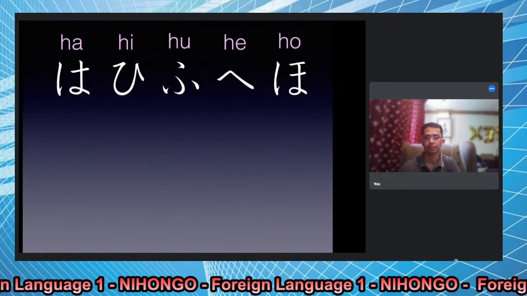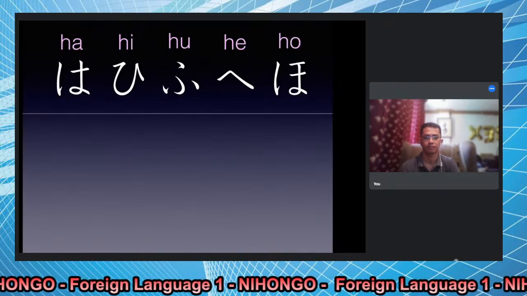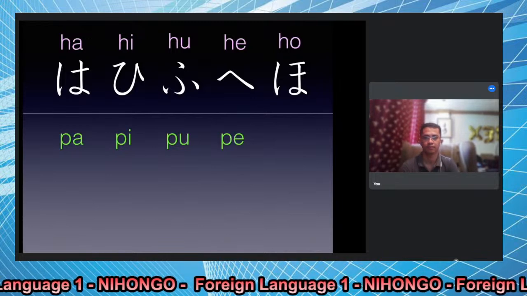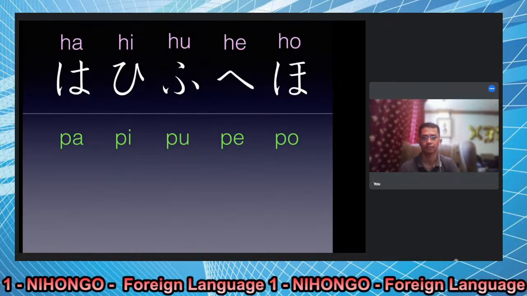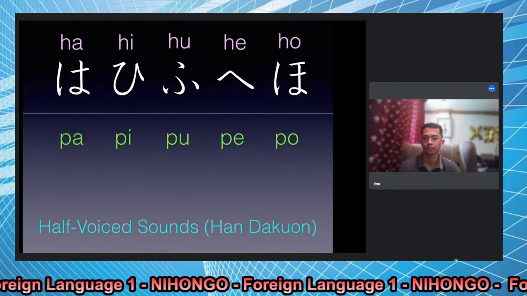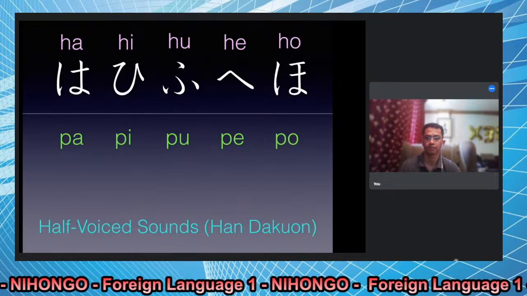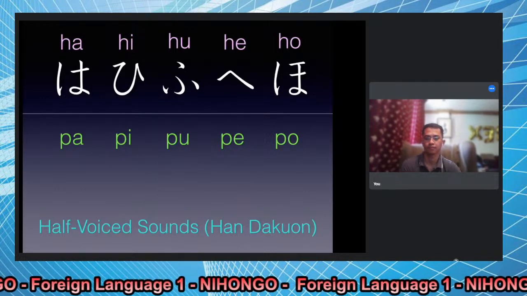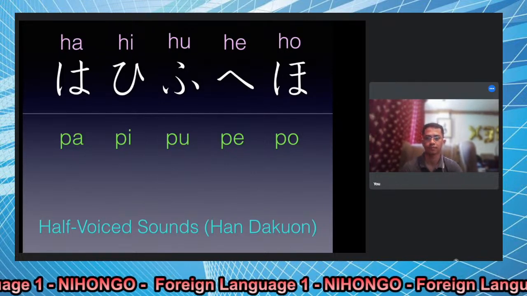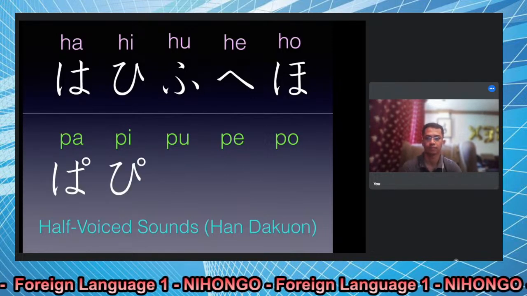We have another set of voiced versions of the consonant H. They are pa, pi, pu, pe, po. We call these five sounds handakuon, meaning half-voiced sounds. Since they are not the fully voiced versions of ha, hi, fu, he, ho, they don't take ten-ten. Instead, we do this.